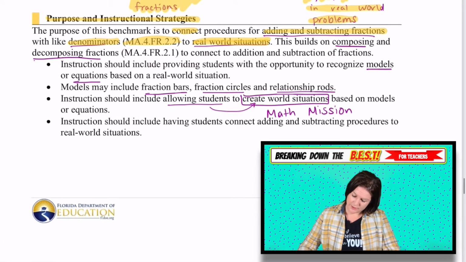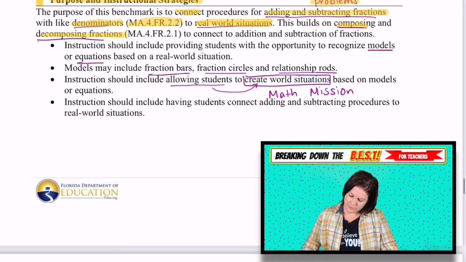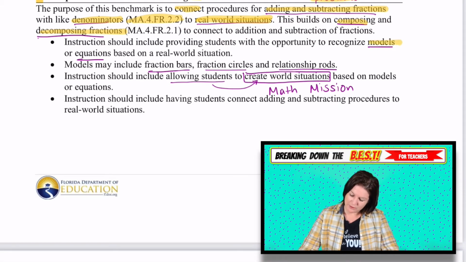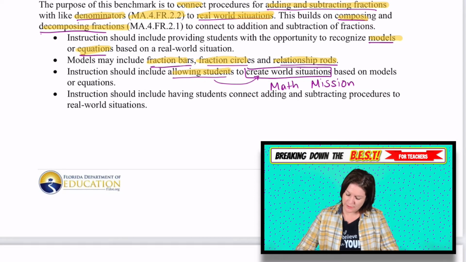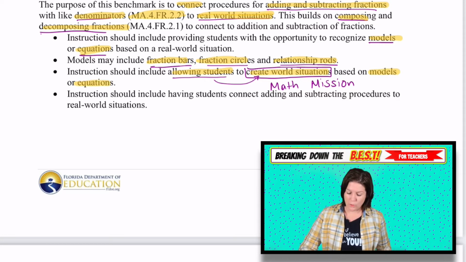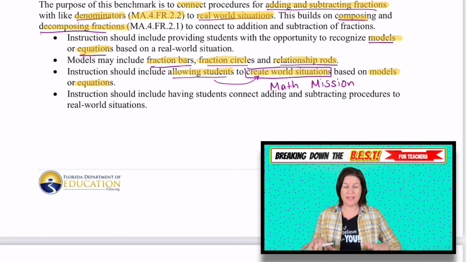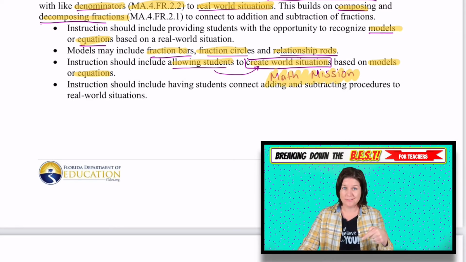This builds on composing and decomposing fractions. And we need plenty of opportunities for modeling and creating equations. Instruction should include allowing students to create real-world situations if they are given a model. So given a picture or an equation, they should be able to look at that and create a situation that represents that. And actually, in Taking on the B.E.S.T, the math mission provides an opportunity to do just that.